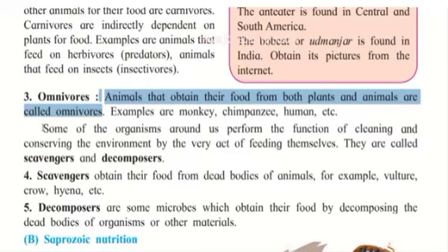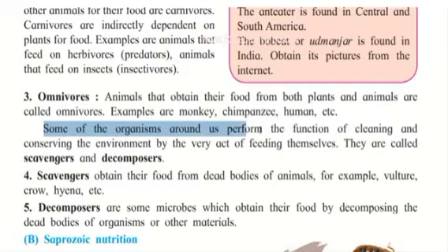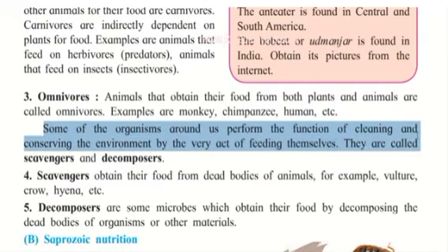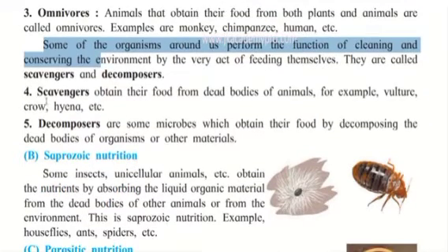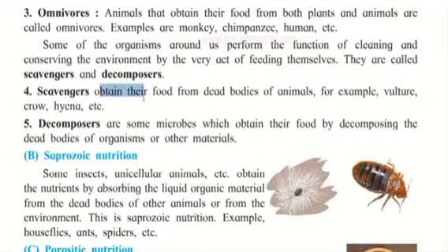Some of the organisms around us perform the function of cleaning and conserving the environment by the very act of feeding themselves, and they are called scavengers or decomposers. So now let's read about them. Who are the scavengers? They are animals that obtain their food from dead bodies of animals. That is how they are able to perform the function of cleaning and conserving the environment.